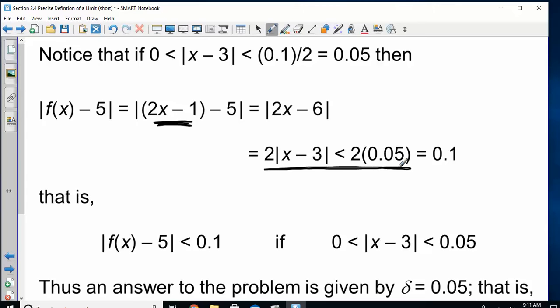In other words, if I wanted my y value to fall within 1/10 of 5, so I wanted my y to be between 4.9 and 5.1, I just found that my x has to be within 0.05 of 3. So my x had to be a value between 2.95 and 3.05.